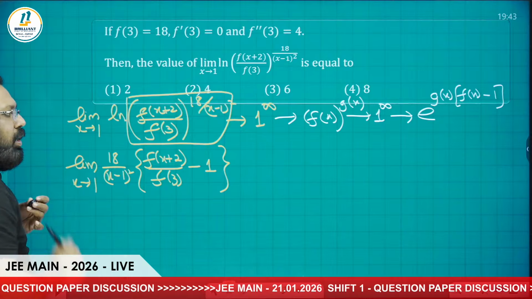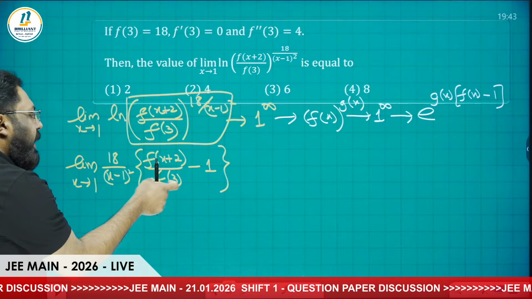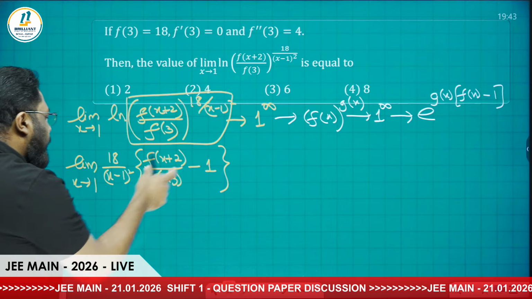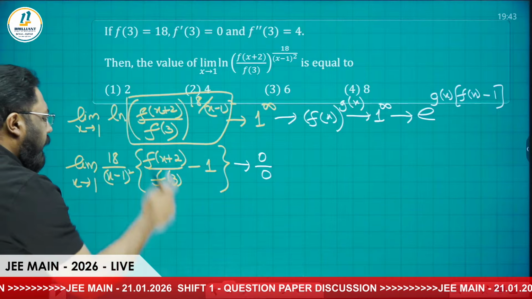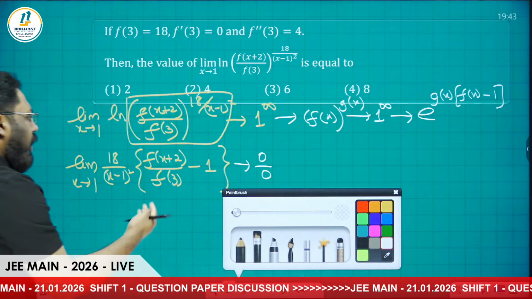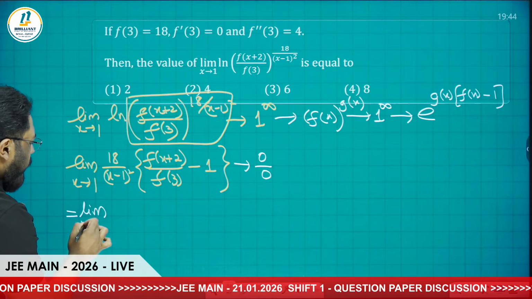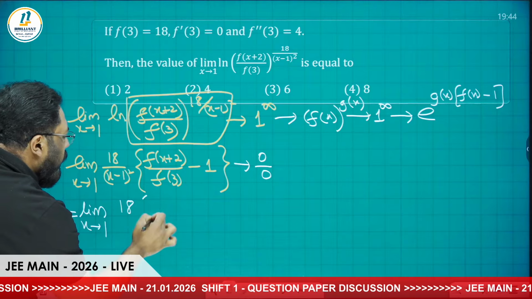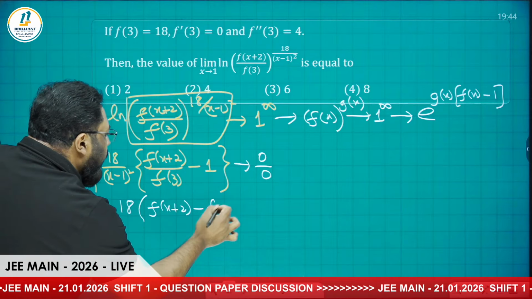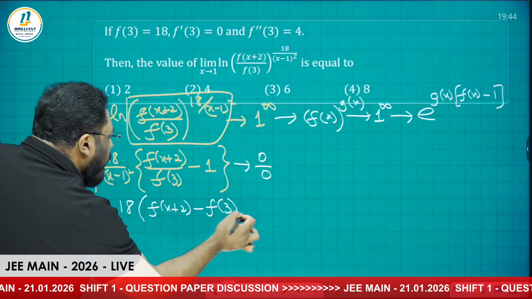Now what happens if I put x equal to 1 here? This is again f of 3 by f of 3, which is 1 minus 1, 0. So 0 by 0, the next indeterminate form. And this is where you can directly apply L'Hopital's rule, which says you can take the derivative of the numerator and denominator separately. Before that I'll write one more step so that you won't get confused in the derivative part: 18 into (f of x plus 2 minus f of 3) whole divided by (x minus 1) whole squared into f of 3. Just keep it like this, f of 3, 18.